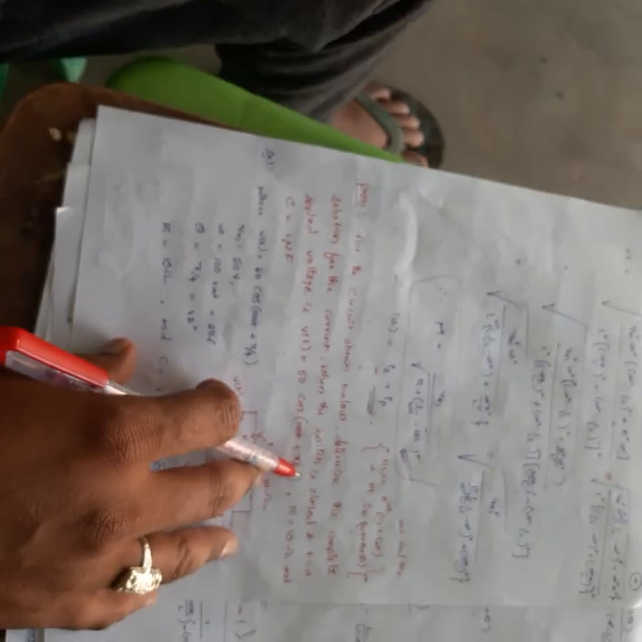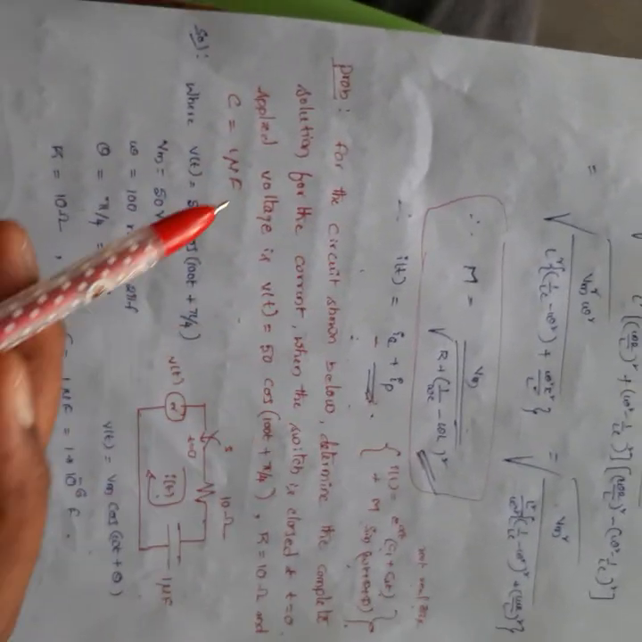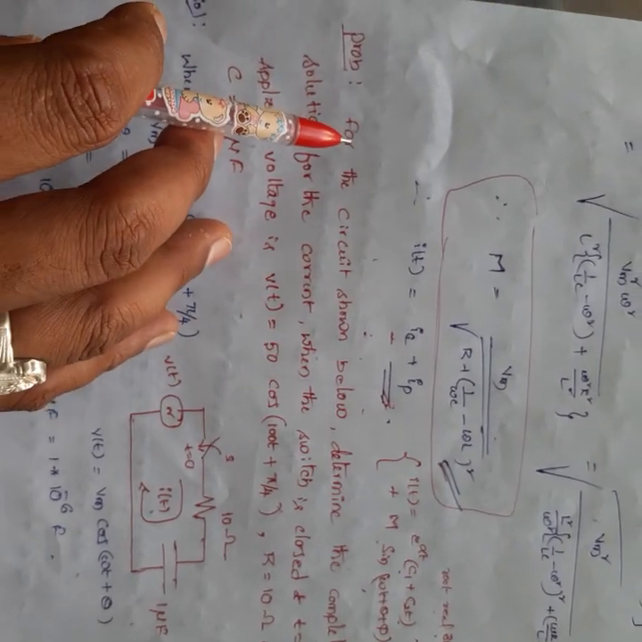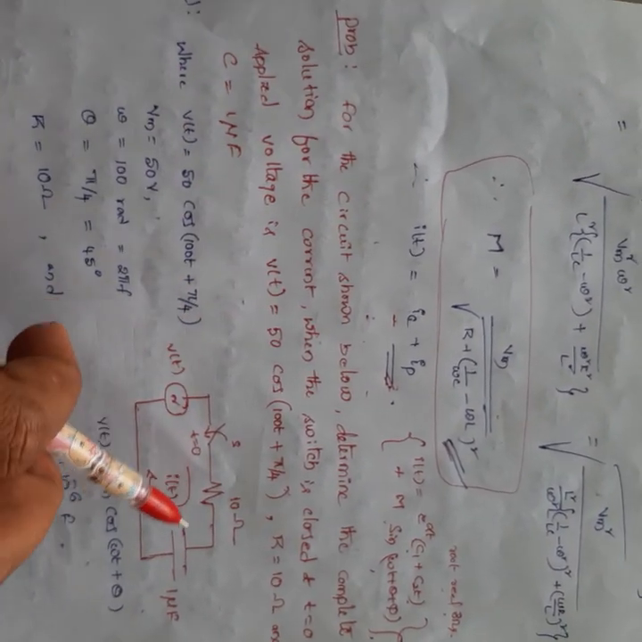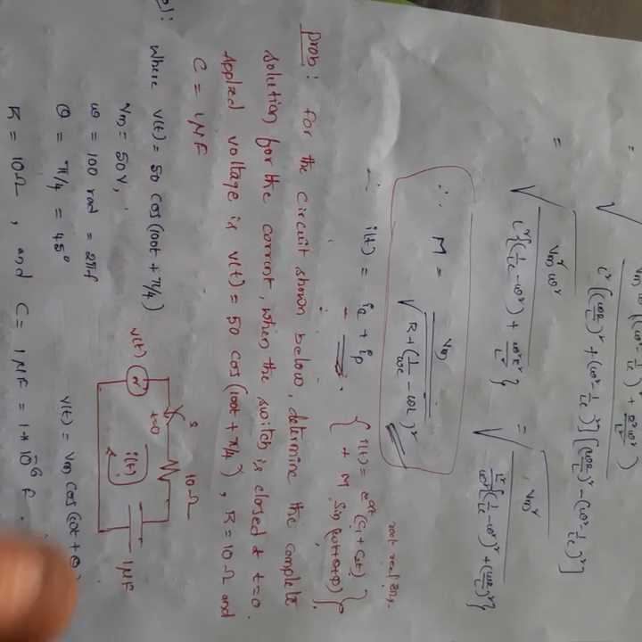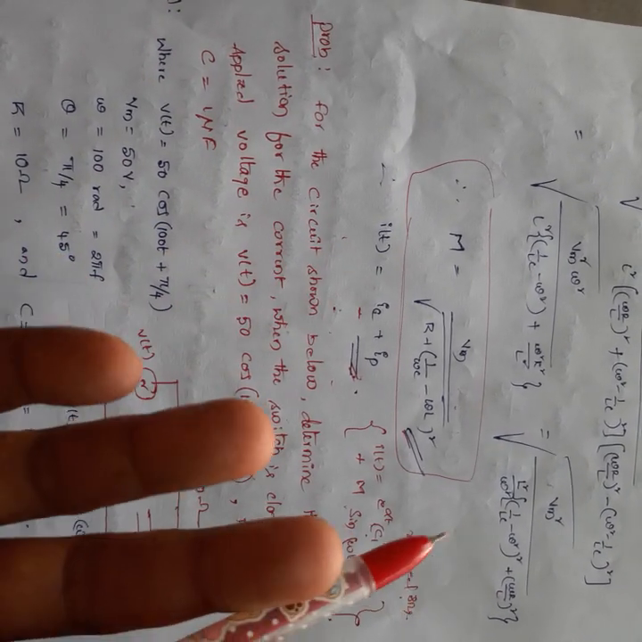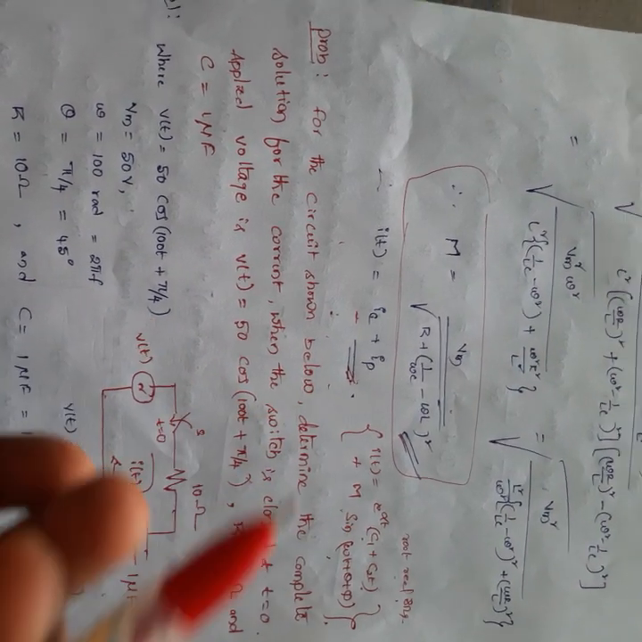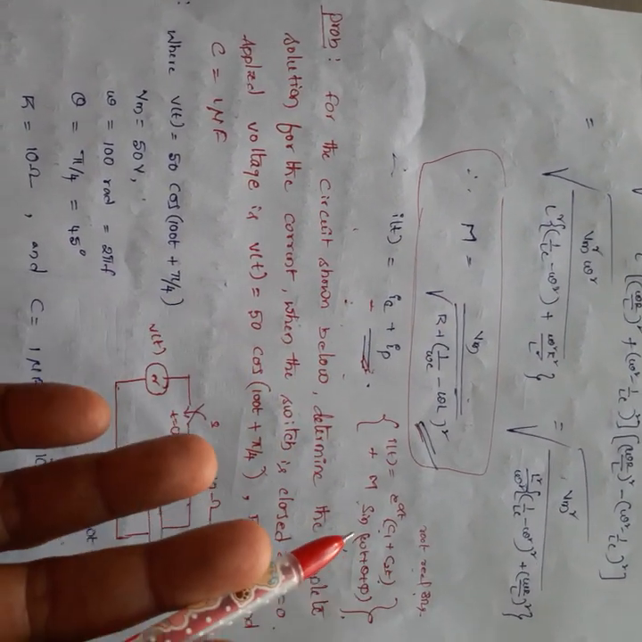And here you can take one simple exercise, a simple example problem, for analyzing the RC circuit. For the circuit shown below, determine the complete solution. What is the complete solution? There is a complementary function and a particular integral, that is, a transient part and a steady state part.